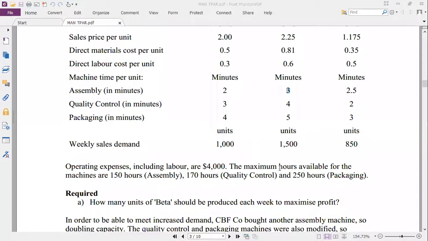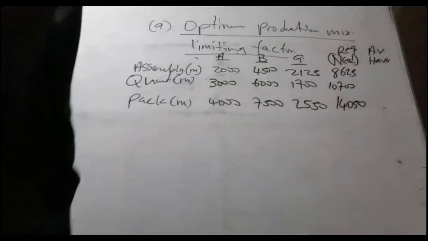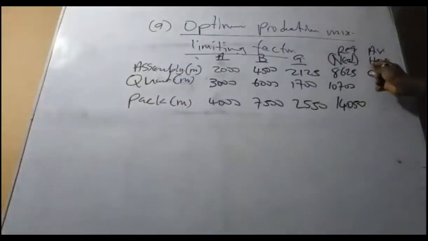What do we have? The maximum hours available for the machines are 150 hours. Don't forget that we are working in minutes. So convert the 150 hours to minutes by multiplying by 60. So 150 times 60 should give us 9,000. So 9,000 for what we have.